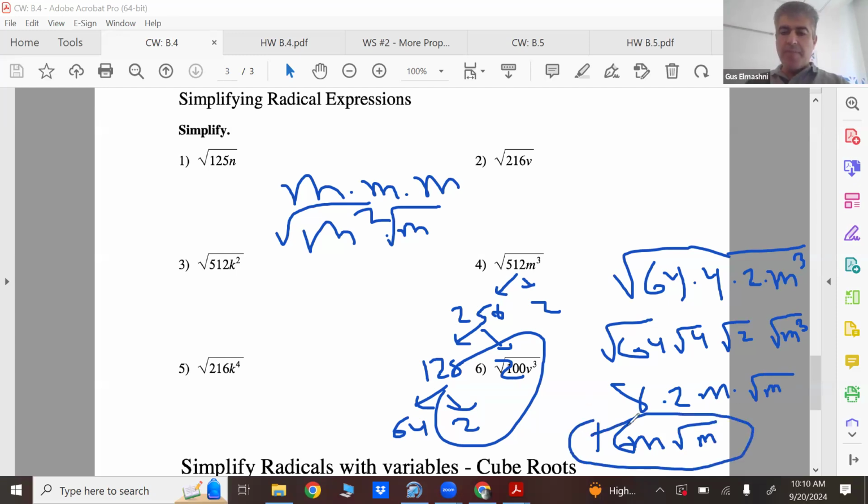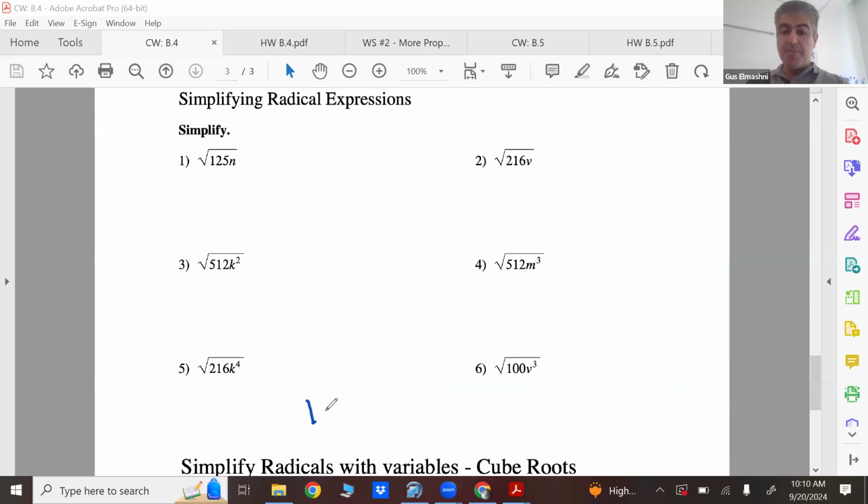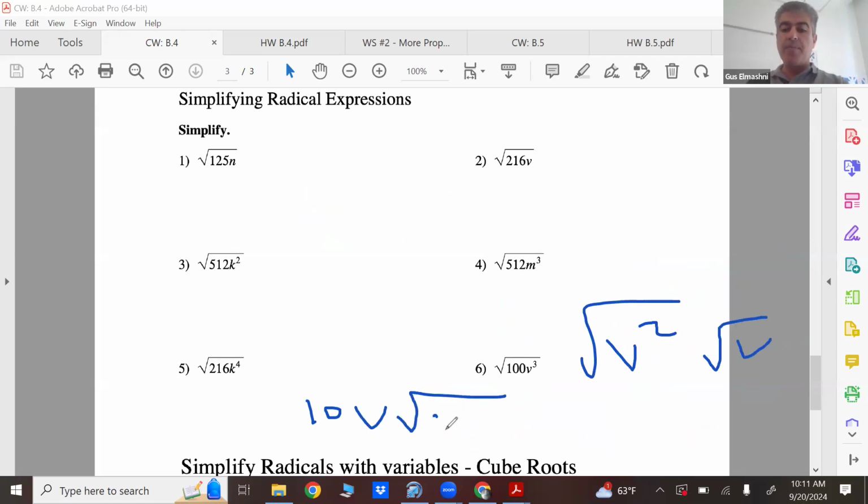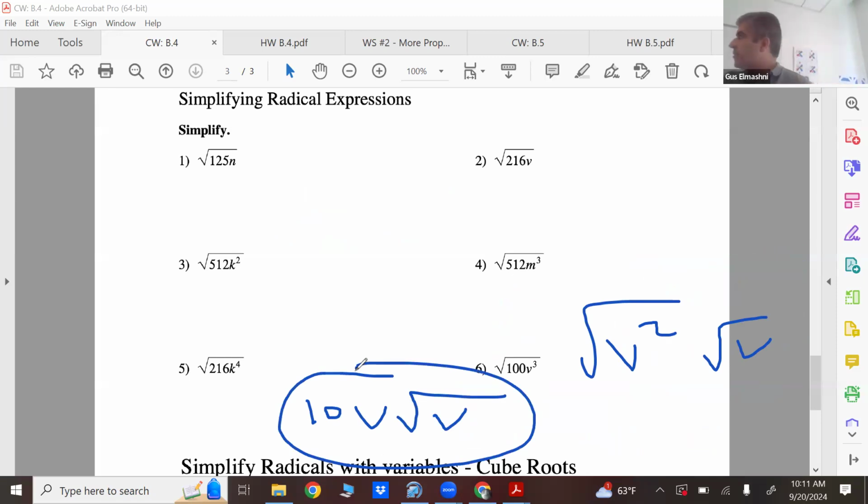So the last one, number 6, if you think about it, that's a perfect square. So that's 10. And how many times does 2 go into 3 for v cubed? Or how many v's can I pull out? So you pull out v squared, but what's the square root of v squared? So v, and you leave behind a root v. Boom. Got it. Okay. Good.